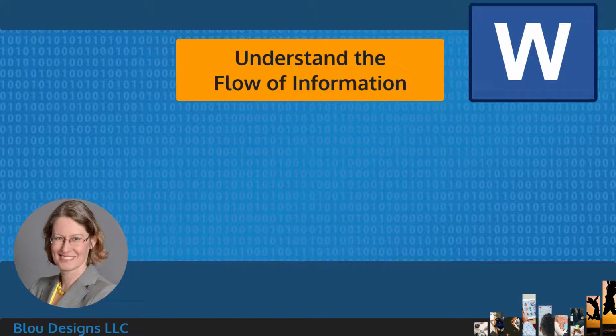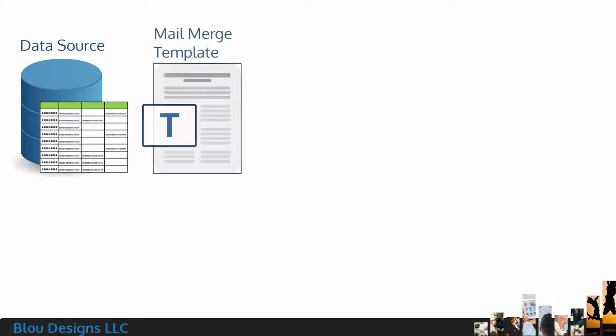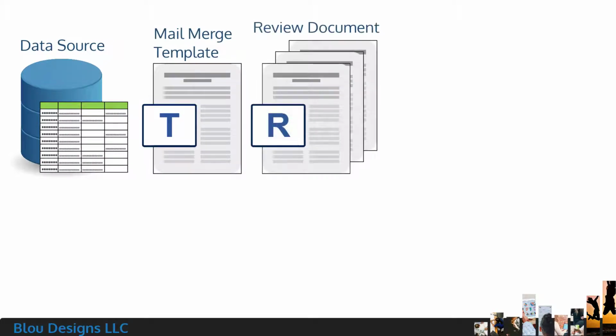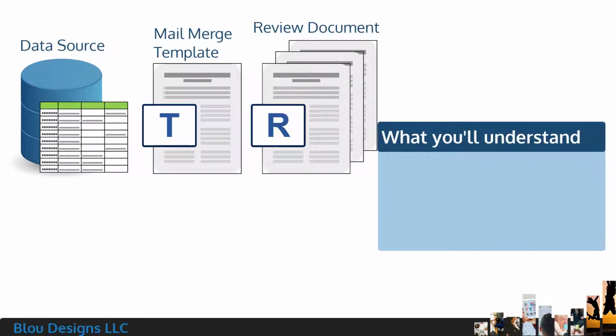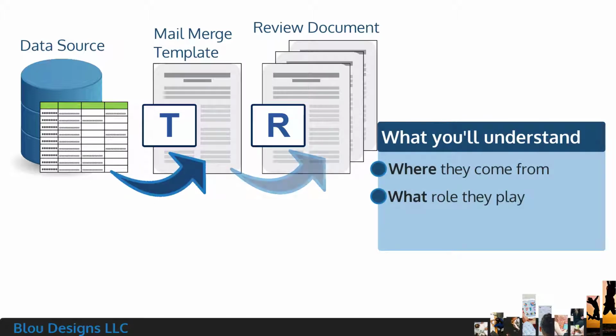There are three files involved in the mail merge process: the data source, the mail merge template, and the review document. In this video, I'm going to explain each one, covering where they come from, what role they play in the process and how they're related to each other, and finally, when it's time to update them.